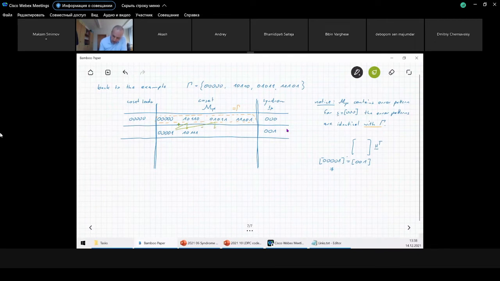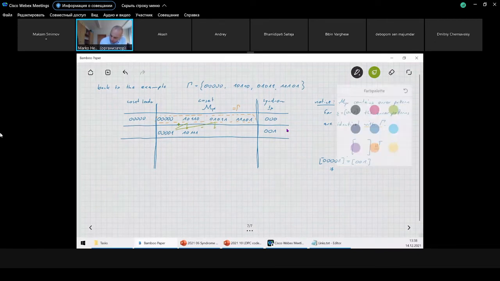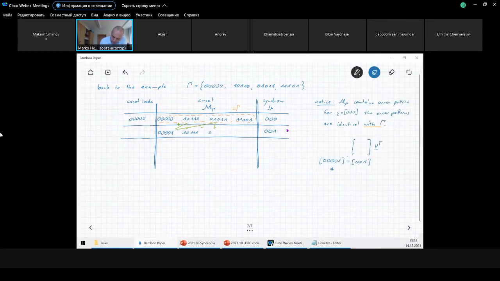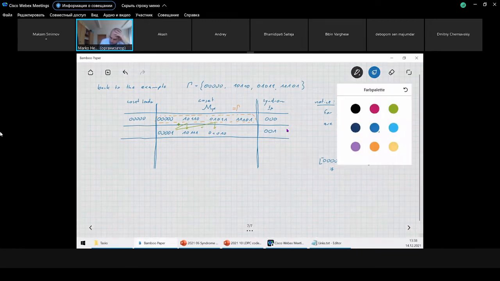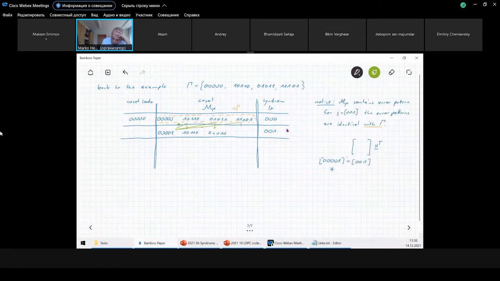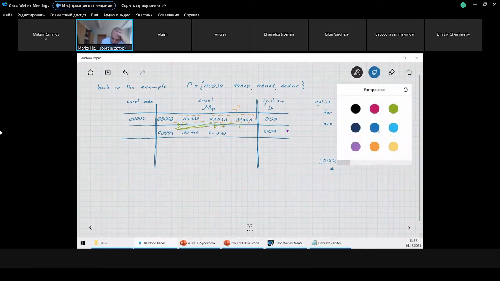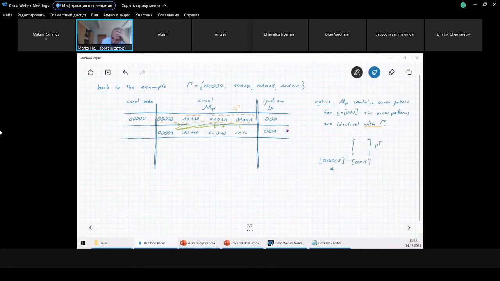You add this one, you get 0, 1, 0, 1, 0. Also, this will be a member of this coset. And of course, also the last one. You add this one, you will get just the last bit flipped. 1, 1, 1, 0, 0 will be a member of this coset.